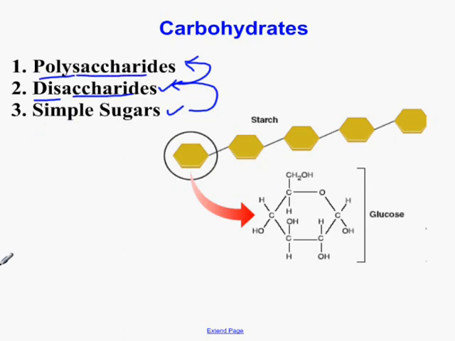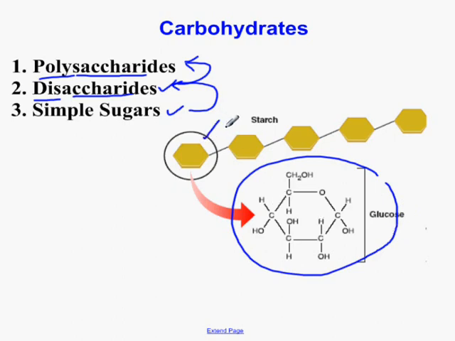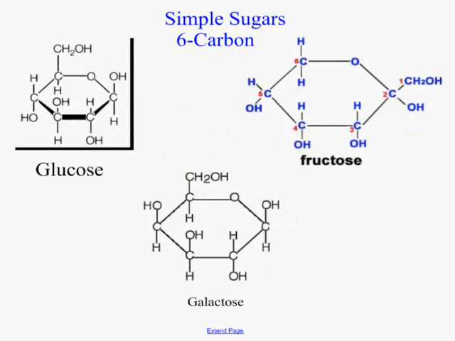So let's start off with simple sugars. The simplest sugar is going to be glucose right here. And you can see that if you took many, many glucose units and put them all together, you'd form a polymer. In this case, we have starch. So let's first of all talk about the simple sugars. There's lots of simple sugars. I would like you to know three of them. The simple sugar is glucose.